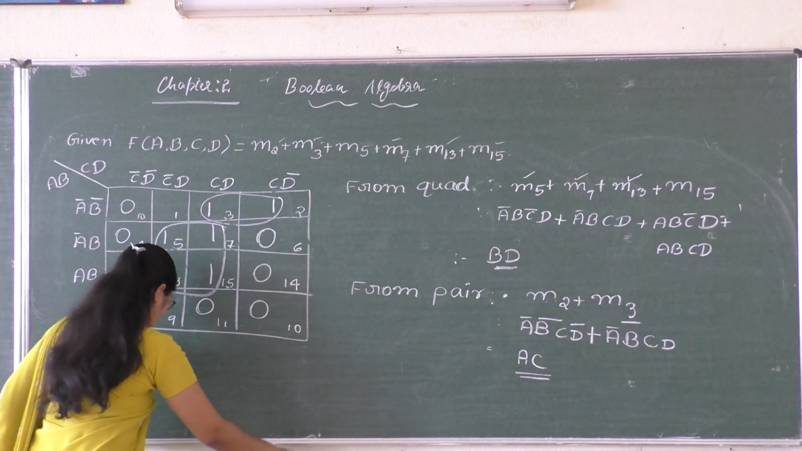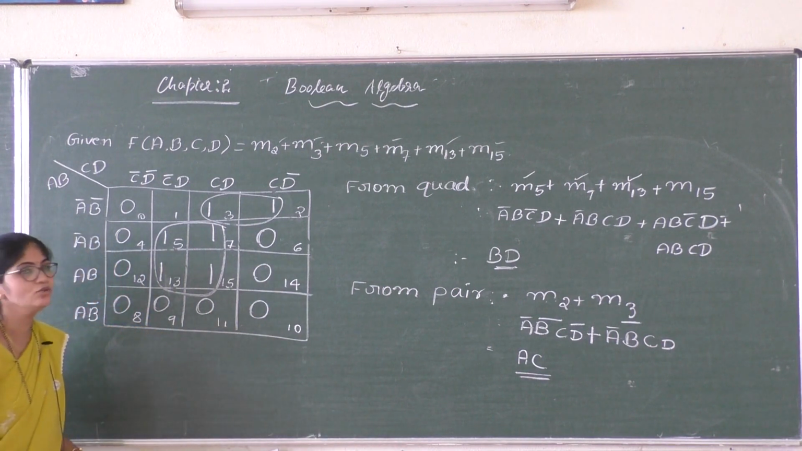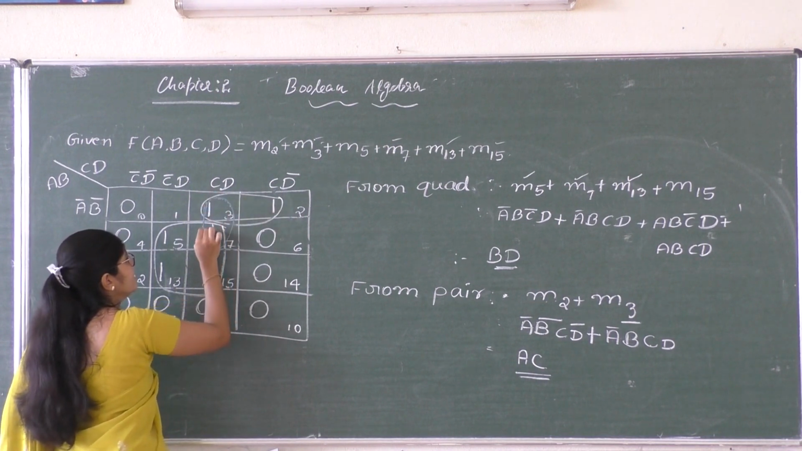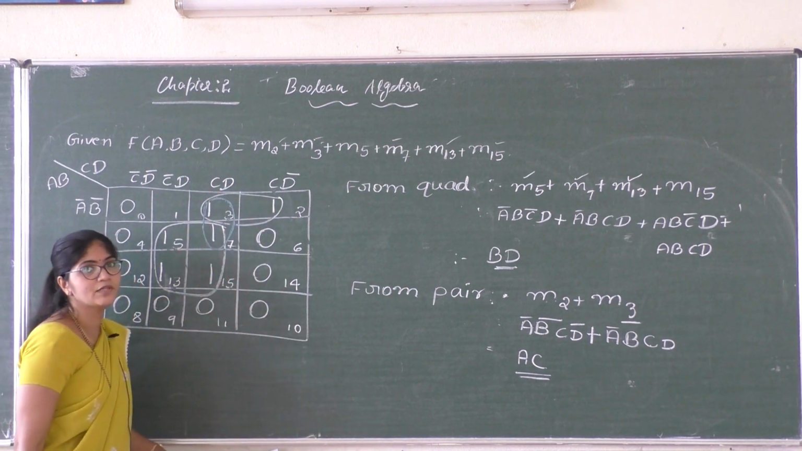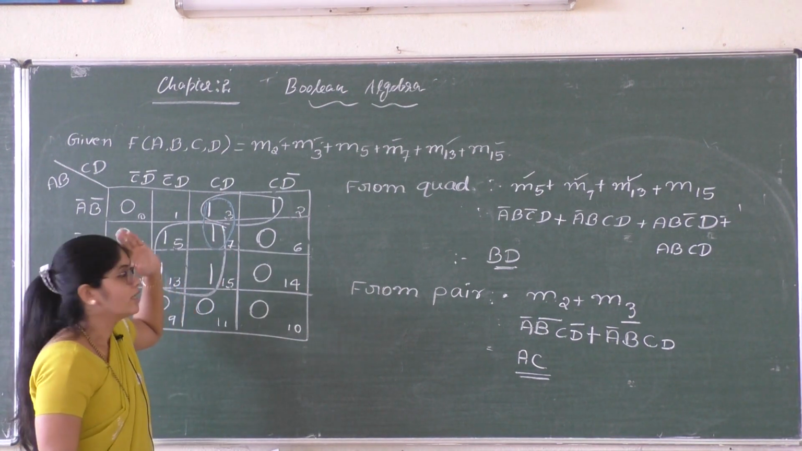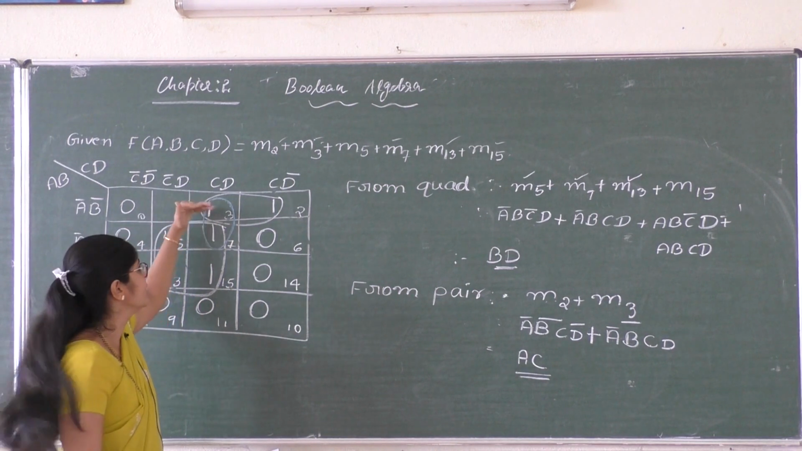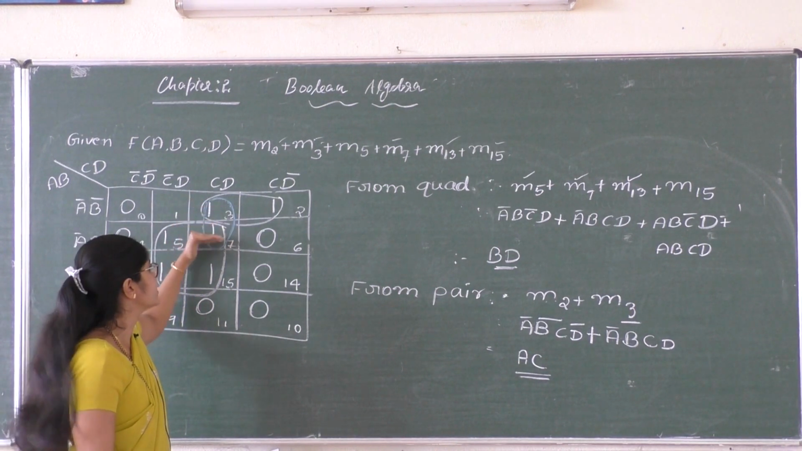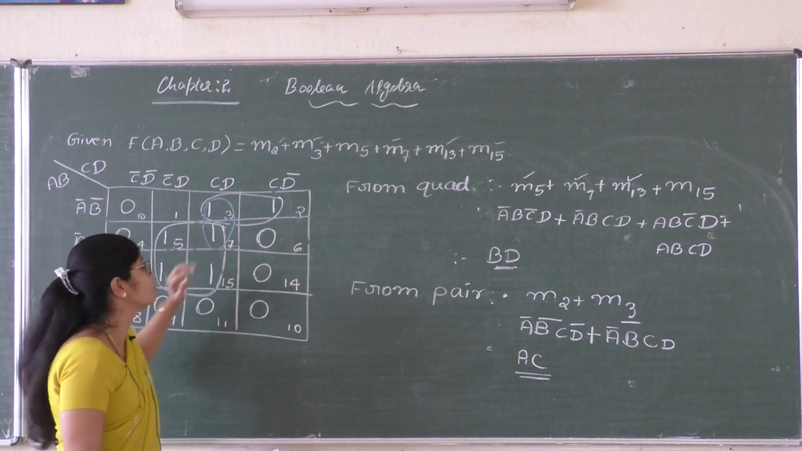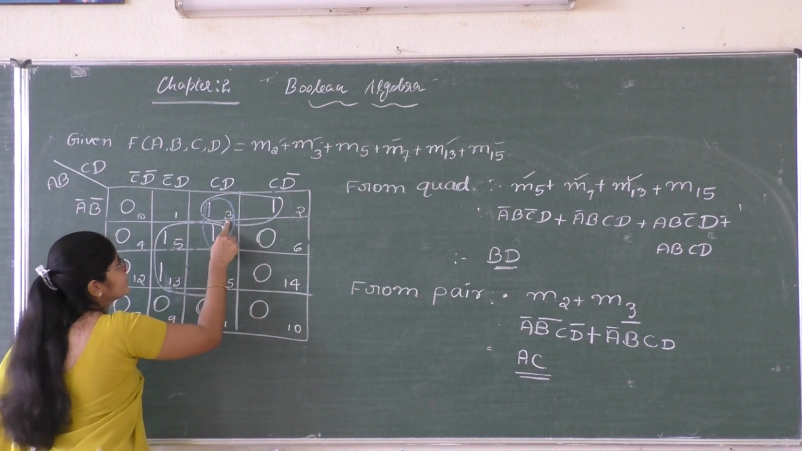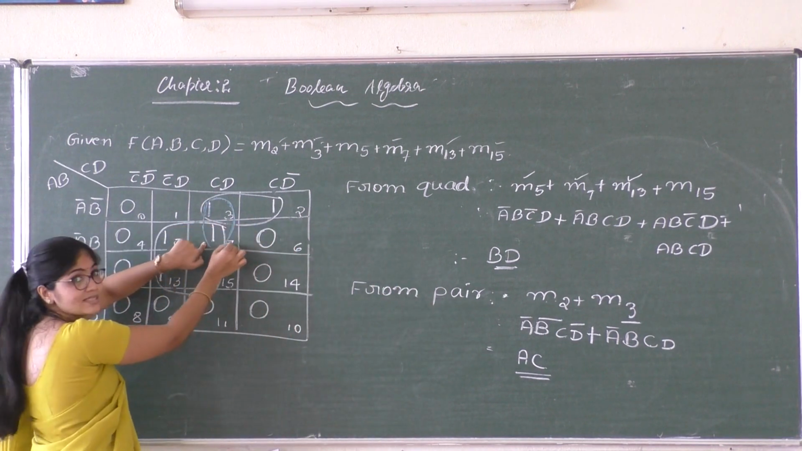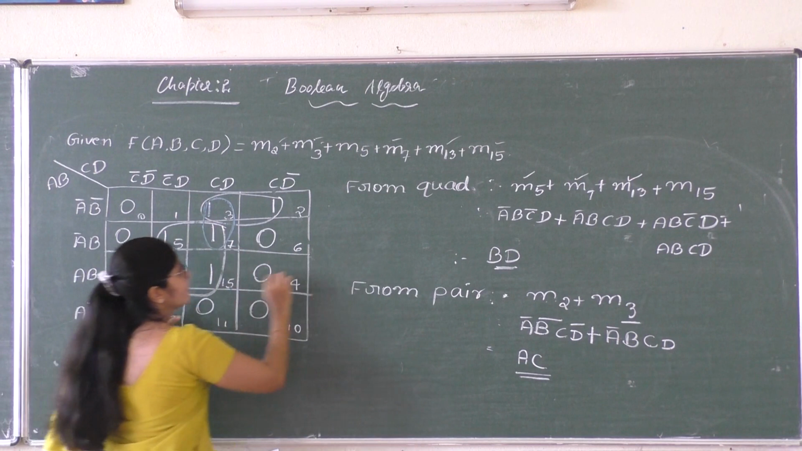Now, can we form a pair using the ones in the third square and seventh square? Is it possible? Yes, it is possible, but we will not include that pair. That pair is called a redundant pair, because in this pair, using the ones in the third square and seventh square, all the ones are overlapped by other groups. See here, the 1 in the third square is overlapped by the pair. The 1 in the seventh square is overlapped by the quad.